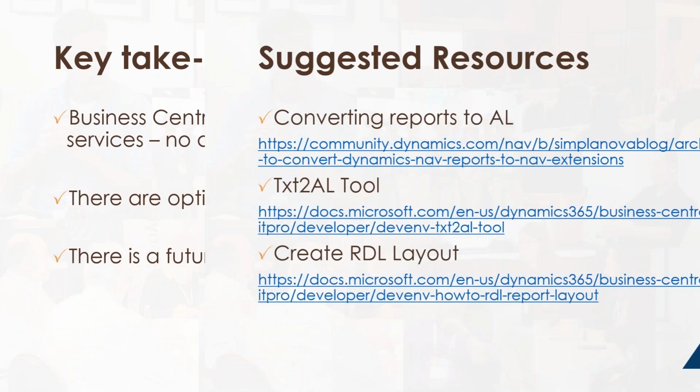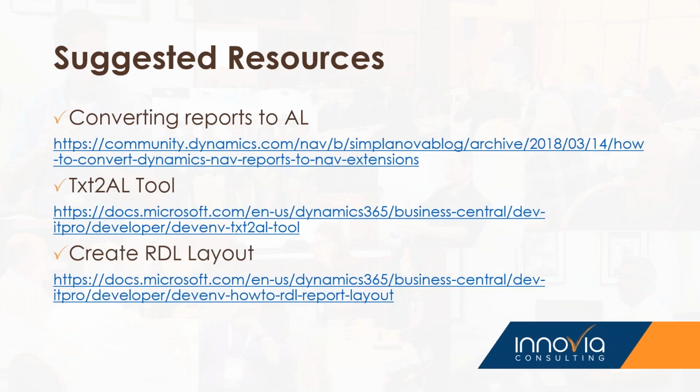So with that, I have a few suggested resources here that I would just like to share. This top link, just as a good example, goes through in a little bit more detail than I did here today on how to convert your reports to AL. The second link is on the text to AL tool, so just Microsoft's documentation on that. Some information on how to create an RDL layout. So if you're new to BC, this can help you understand that aspect of it.